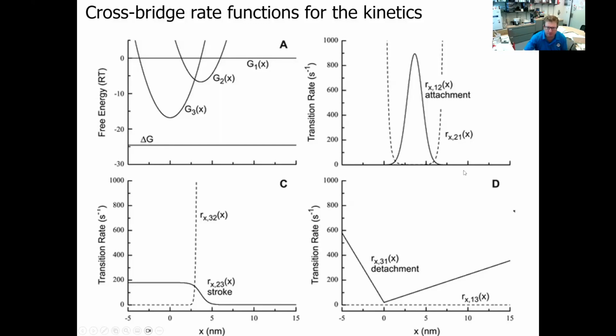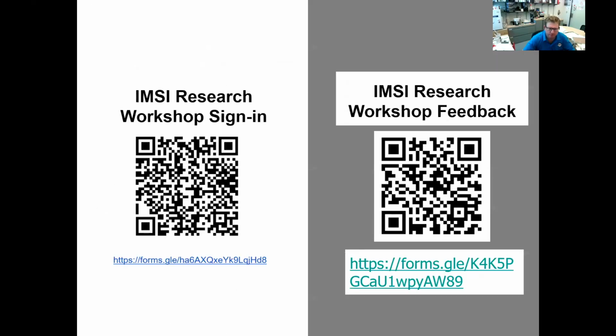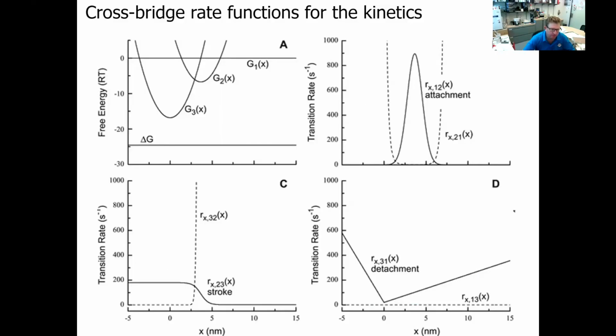And so this would be an example. This looks like a Gaussian function for the attachment. And then these are position dependent power stroke or detachment events that I just wanted to make sure were resources there if we wanted to come back to them.